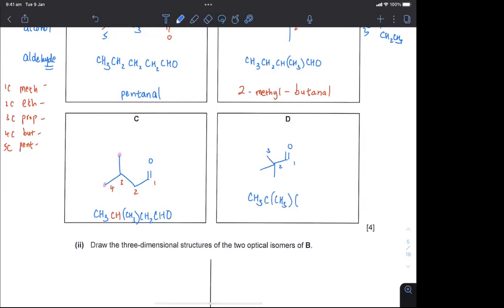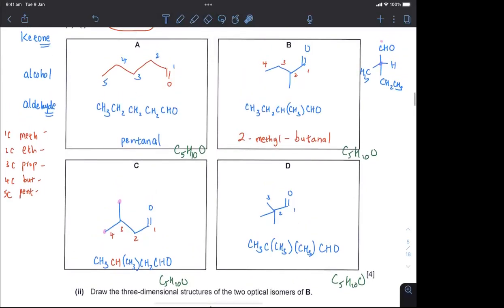And then the branches are not part of the number in the longest chain carbon, so we put it in a bracket. If you total up each of these carbons, this will be C5H10O. This will be C5H10O, and C5H10O. Each of them has the same molecular formula but different structural formula. Although all of them are aldehydes, they have different structural formulas because this is straight chain versus branch chain. So these are chain isomers.